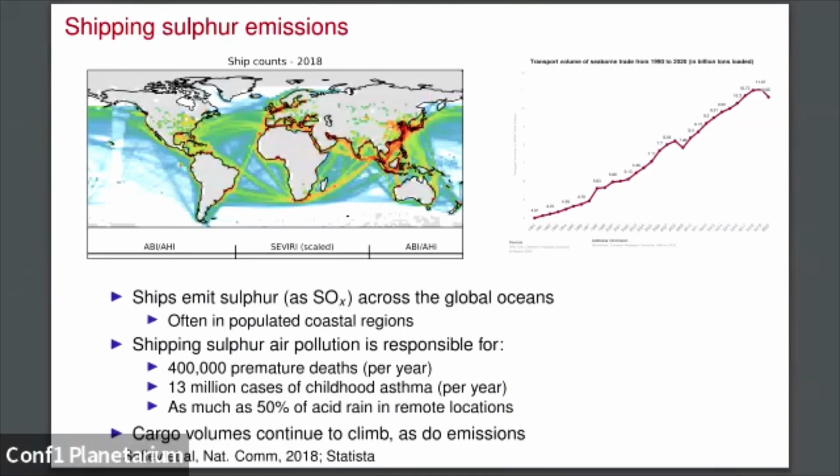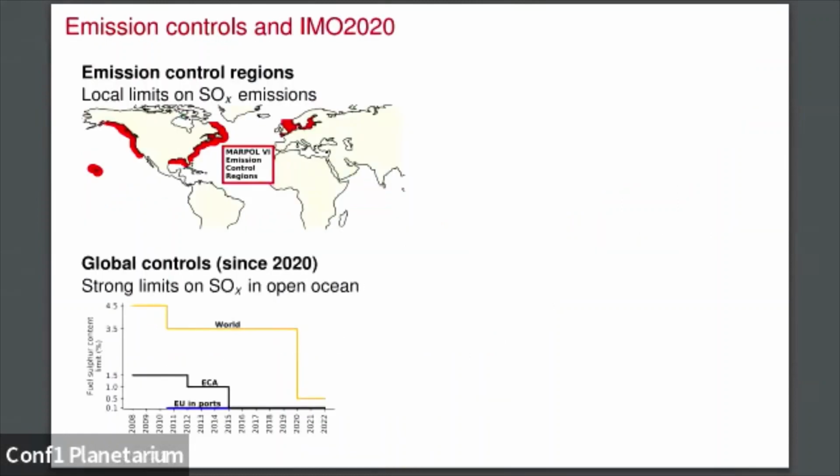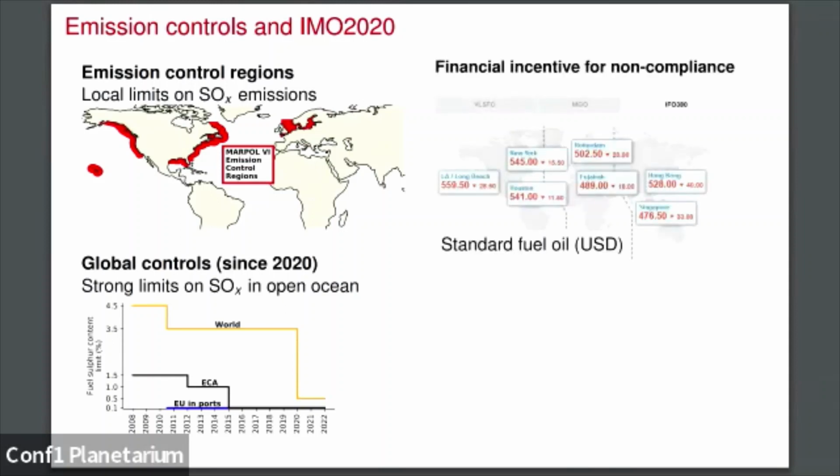Now, as cargo volumes continue to climb, so do ship sulfur emissions, with some small blips due to the pandemic. Because of this, the International Maritime Organization has been focused on regulations for ships to try and reduce the amount of sulfur emitted by ships. So we have these coastal local emission control regions around Europe and North America, where ships have to burn low sulfur fuel. And since 2020, there have been regulations across the global ocean requiring ships to burn, again, low sulfur fuel. Now, there are strong financial incentives for non-compliance here.